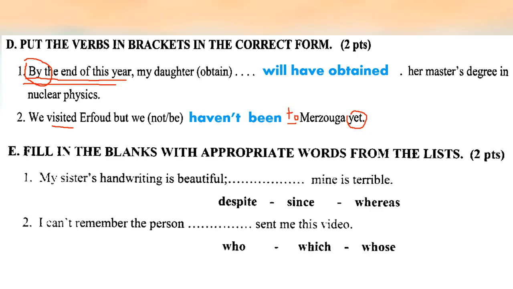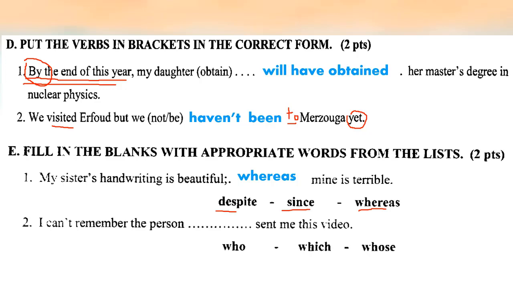Exercise E, you are going to fill in the blanks with the appropriate words from the lists. Number 1, my sister's handwriting is beautiful. Mine is terrible. So the options here, despite, since, and whereas, you see they are connectives or linking words. Despite to express concession. Since to express cause and effect. Whereas, it's for comparison and contrast. So my sister's handwriting is beautiful, whereas mine is terrible. Whereas is the right answer because it's a kind of comparison between my handwriting and my sister's handwriting.